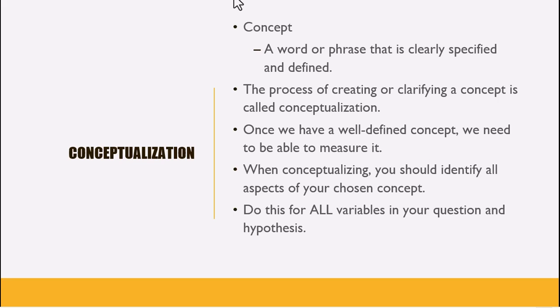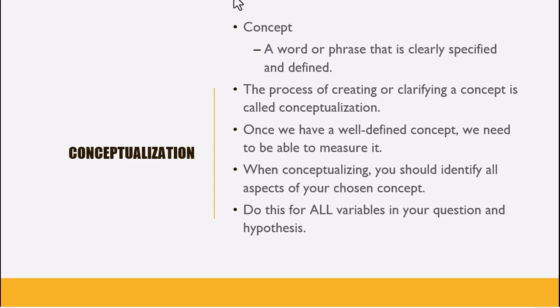When conceptualizing, you should identify all aspects of your chosen concept, which means if your concept is more complex, you should identify each aspect of that concept. And you should do this for all variables that you identified in your question and hypothesis. So what could this look like?